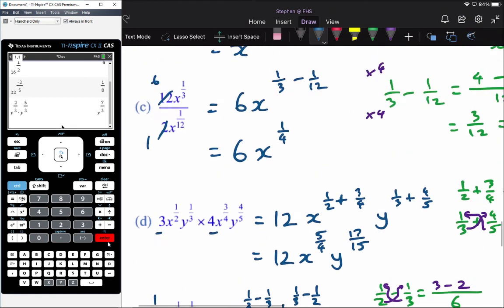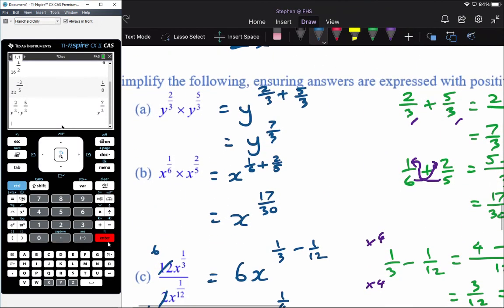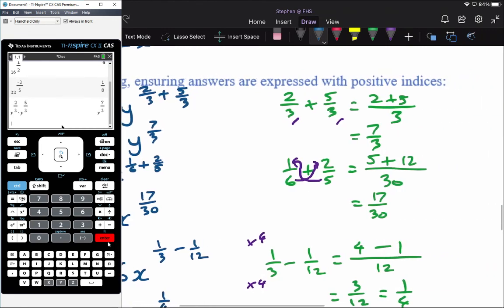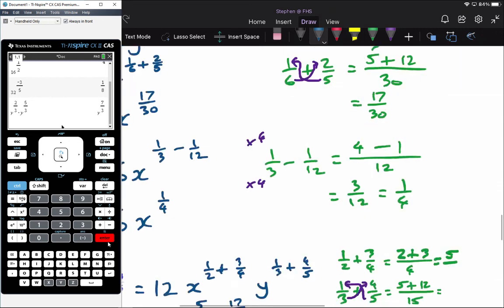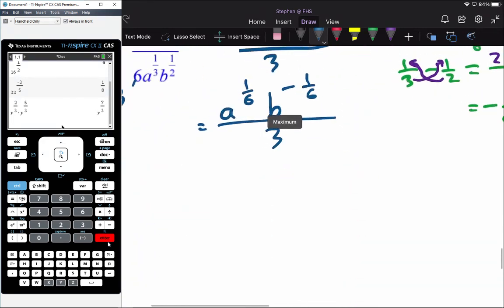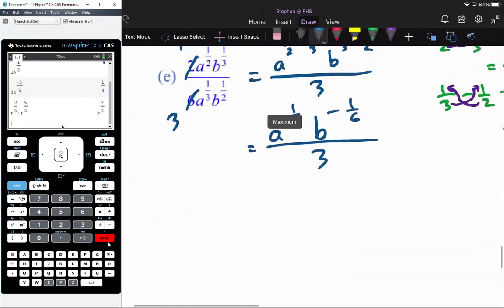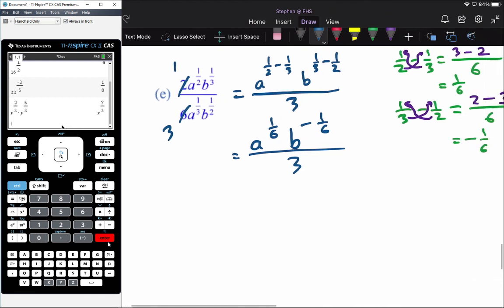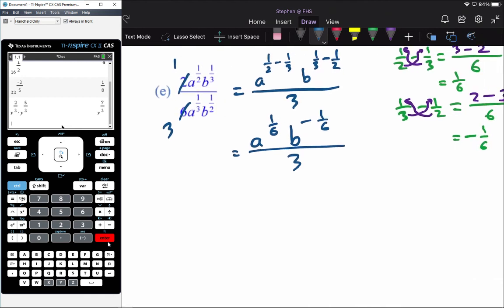Now if you look back at the original question, number 4, it says, simplify the following, ensuring answers are expressed with positive indices. Okay, so that's very important. Our final answer here has a negative power. We have negative 1/6 there. Right, so just recalling your rules from 1.3, how do you deal with negative powers?